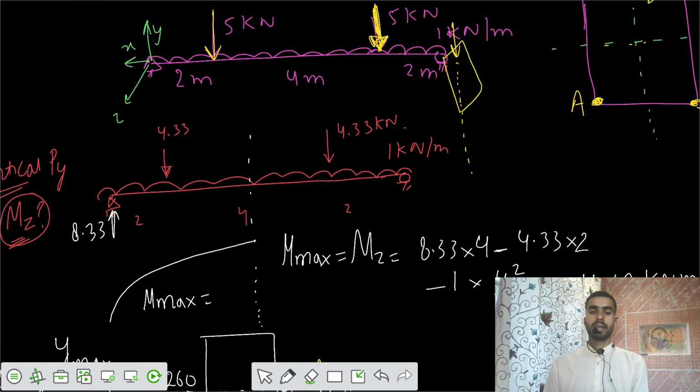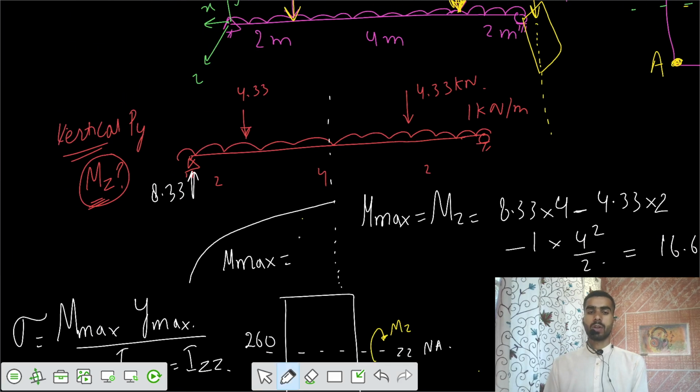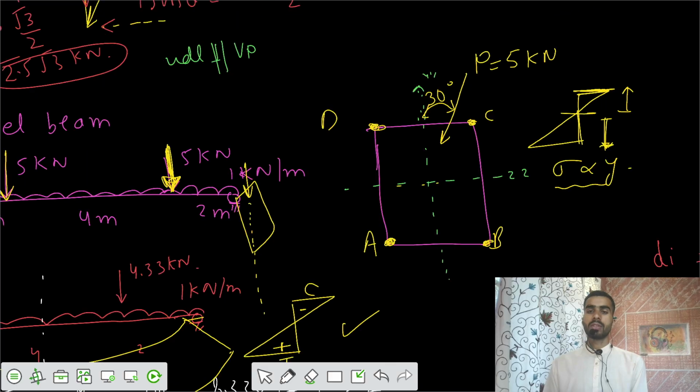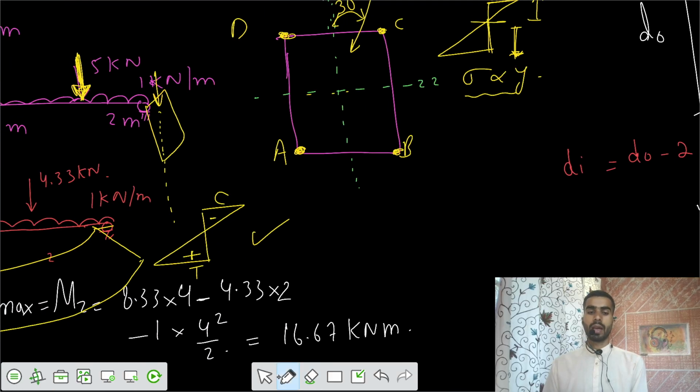Now, what should be the nature of the bending moment? We know the nature of the bending moment would be positive, a sagging bending moment. So curvature would be developed in this way, which means the top is in compression and the bottom in tension. So this is the configuration. That means for the corners A, B, C, D, D and C are in compression and A and B are in tension.